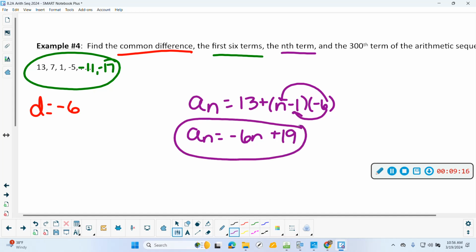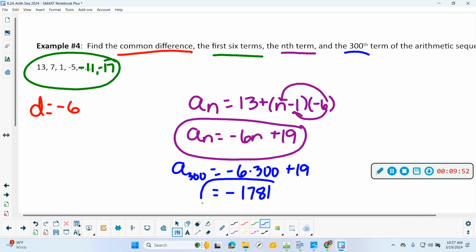Now, again, I've been saying it. Here's why. Once you have the formula, I can get you any term you want. Well, Lord knows I'm not writing out the sequence to the 300th term. Gross. We're just going to put a 300 in here and punch this in our calculator. So we're going to do negative 6 times 300 plus 19. And again, I wouldn't even show work for that. I would just straight type that into your calculator. What is your 300th term? Negative 1781. Perfect, Ethan. Mental math, I like it.